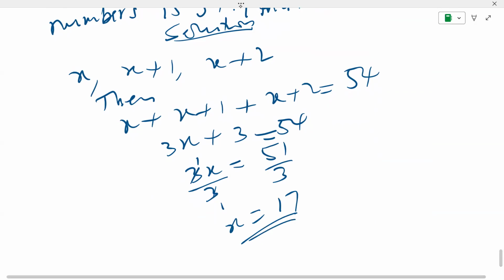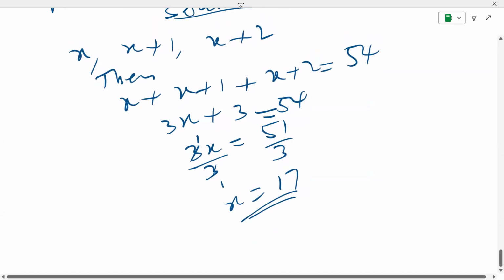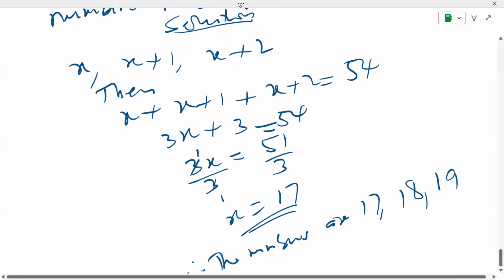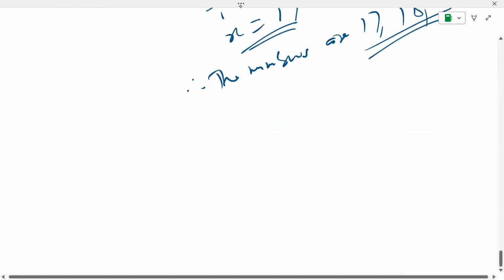Good. So now that we have x at 17, remember the numbers were x, x plus 1, x plus 2. Therefore, the numbers are 17, 18, and 19. Remember, we have the first number to be x, that's 17. The second number to be x plus 1, so 17 plus 1, 18. The third number is x plus 2, so 17 plus 2, and that is 19. So these are the 3 numbers that we are talking about.